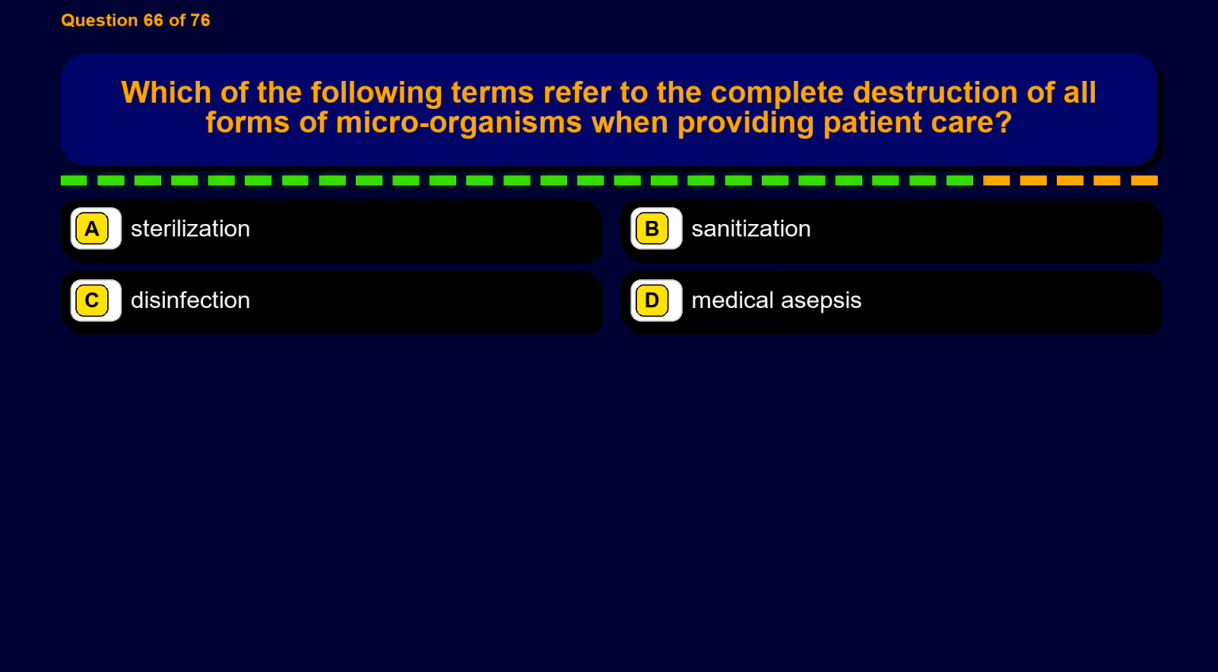Question 66. Which of the following terms refer to the complete destruction of all forms of microorganisms when providing patient care? Option A, sterilization. Option B, sanitization. Option C, disinfection. Option D, medical asepsis.